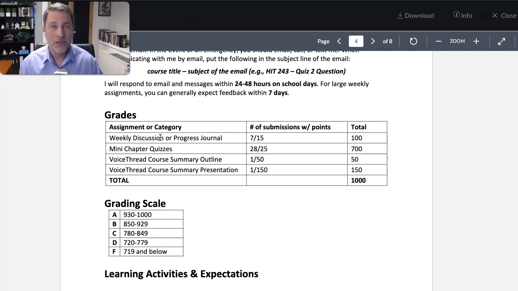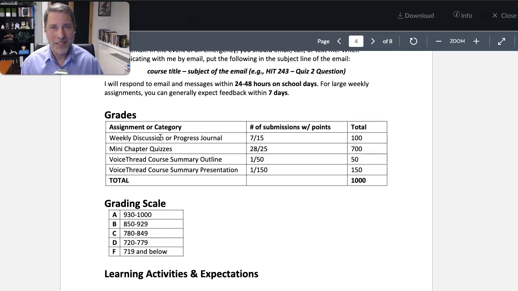Now, for the weekly discussions, all you've got to do is put in good faith effort. Have a good, meaningful first post, and then, here's the key, make sure that you respond back to 2 fellow classmates in a meaningful manner, not just, hey, great post. You need to actually take some time, think about what they've said, and contribute to that conversation in a meaningful way.